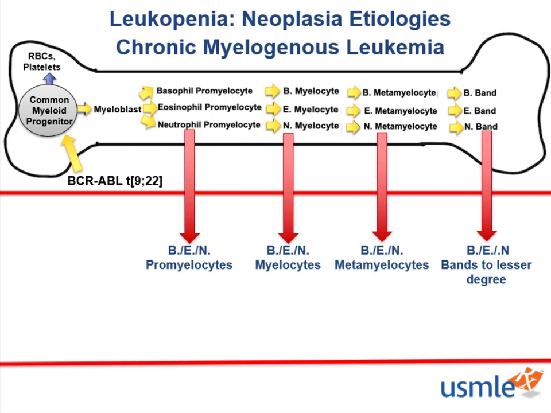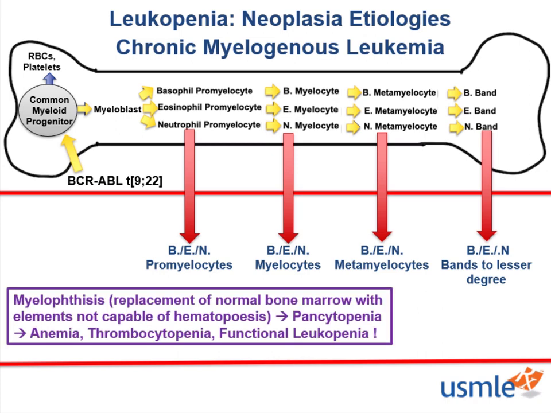Let me explain. A myelophthisic process involves any condition that results in replacement of normal bone marrow with elements not capable of hematopoiesis. Here, cancerous chronic myelogenous leukemia cells with the BCR-ABL protein are literally taking over the normal bone marrow, pushing out normal stem cells, resulting in pancytopenia or low red blood cells, anemia, low platelets, thrombocytopenia, and low levels of functional white blood cells.